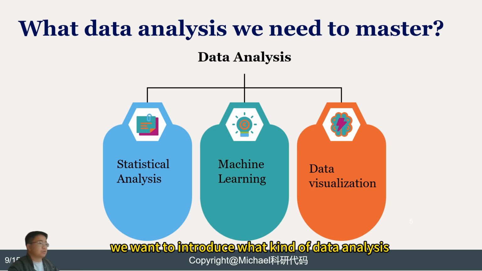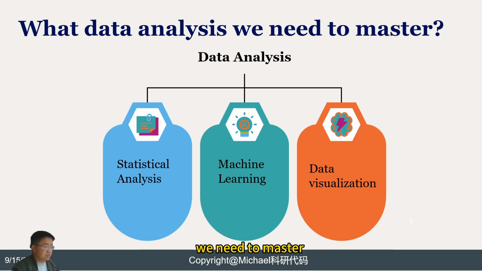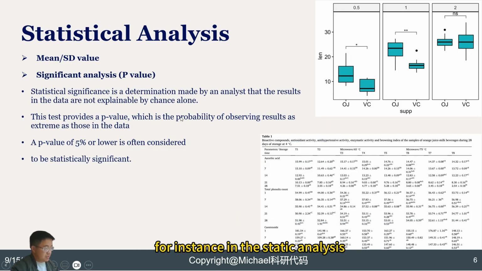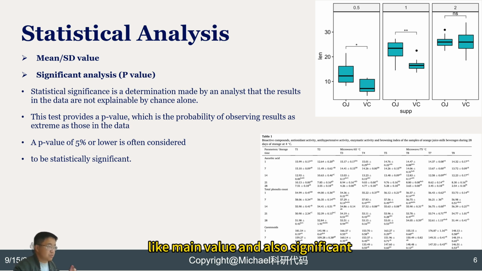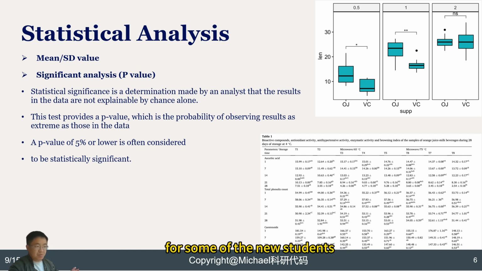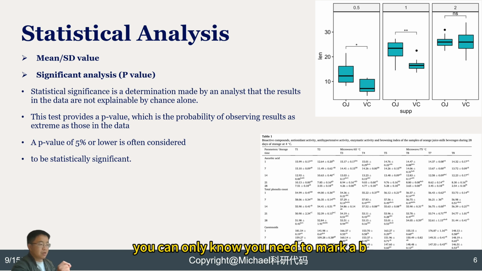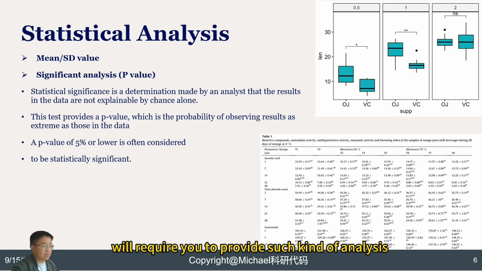Okay, now we want to introduce what kind of data analysis we need to master. Just 3 types. Maybe for 80% of people this is enough: statistical analysis, machine learning, and data visualization. For instance, in statistical analysis you need super basic things like mean value, SD value, and also significance analysis. For some new students, maybe you only know you need to mark A, B, C, D in the tables. We call this significance analysis. A lot of papers will require you to provide such analysis.